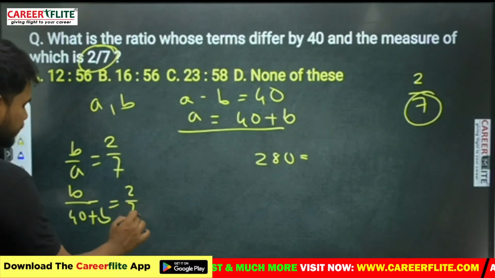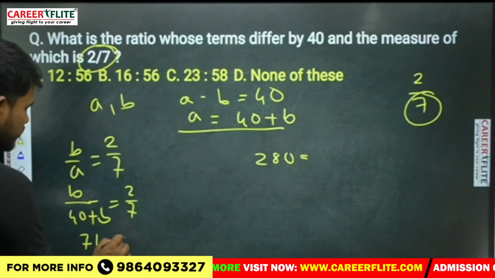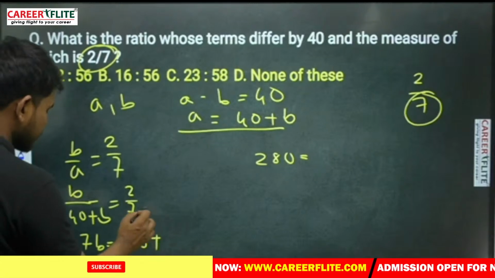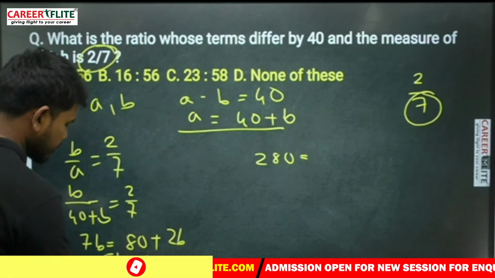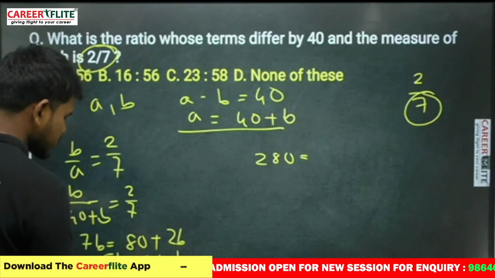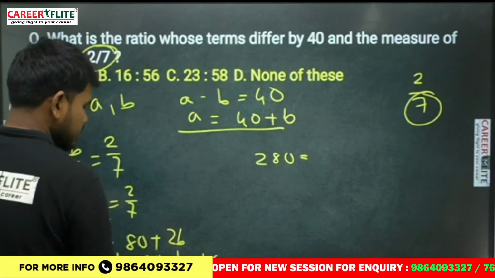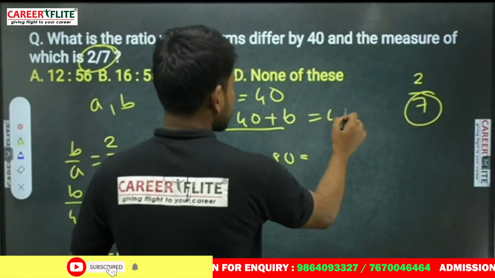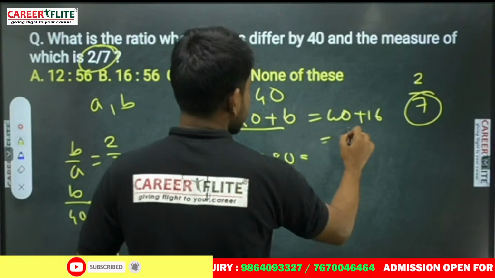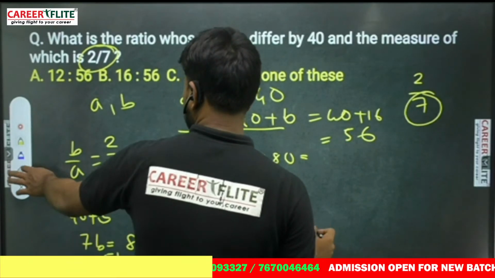2 by 7. This is 7B. This is 80. This is 2B. So 5B will be equal to 80, and B will be equal to how much? 16. B will be 16. So if we put this value of B here, 40 plus 16 will give us 56.